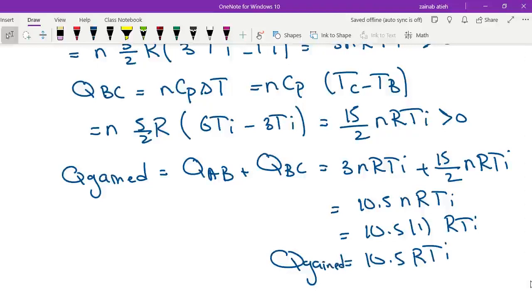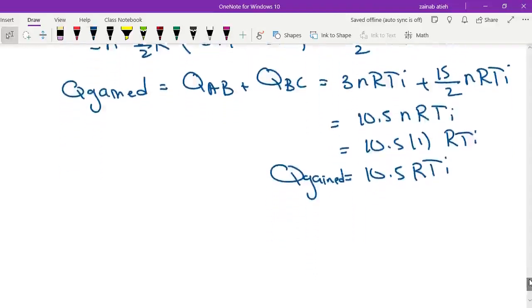Now let's find part B, Q lost. So to calculate Q lost, I have to calculate QCD and QDA. So this is part B.